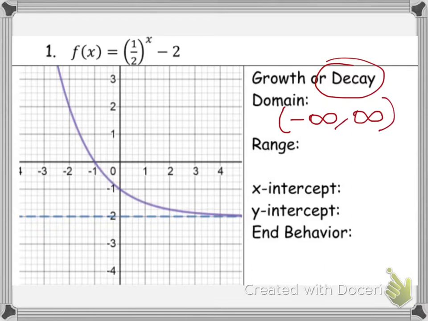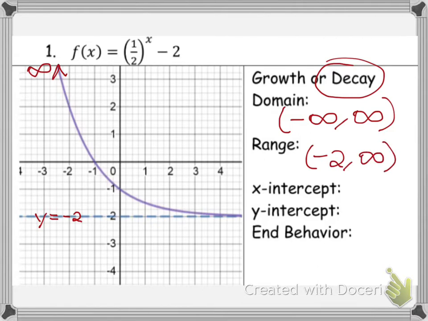Now my range, in case you forgot the cheer, starting from the bottom to the top, that's where it starts and where it stops. So the bottom of my graph is this asymptote, where the blue dotted line is, and it's at y equals -2. And the top part of my graph goes all the way up to infinity. So my range is going to be from -2 to infinity.